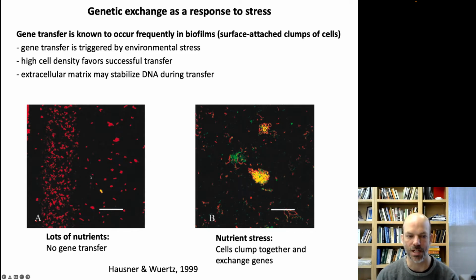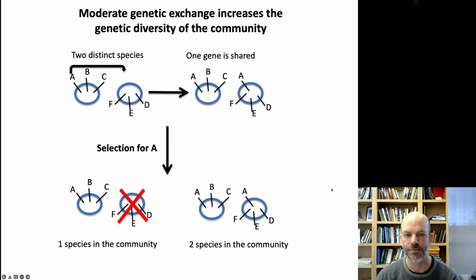If there are lots of nutrients and everybody's happy, then the cells are well dispersed. There's no reason to clump together. But if you starve them, then the cells clump together, and these different colors are stained or are triggered when genes are transferred between cells in this experiment. So you see lots of gene transfer occurring when the cells clump together, which makes sense because it's a lot easier to exchange genetic material with cells that are right next to you than if they're many microns away, dispersed in the water. So this is a fundamental aspect of being multicellular and being attached to surfaces and living in biofilms, is that gene transfer is going to happen.